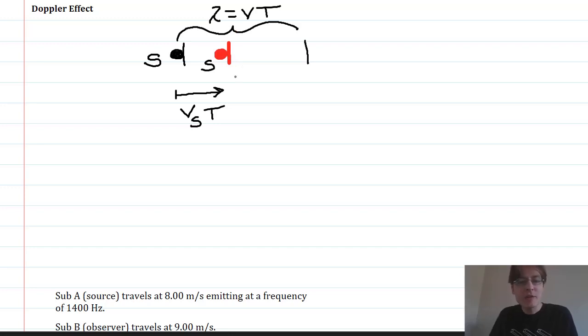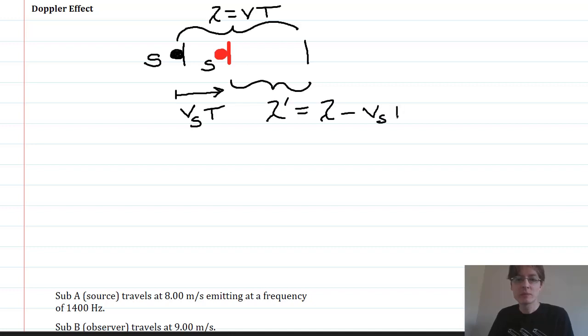And you can see the effect. The effect is now there's a shortened wavelength, shorter than the original lambda. There's a new wavelength, lambda prime, smaller. How much smaller? Well, it's just the original wavelength, lambda, minus however far the source advanced in one period of the sound, minus VsT, which can be simplified. The original wavelength is just V, the speed of sound, multiplied by the period. So this is V minus Vs multiplied by the period.